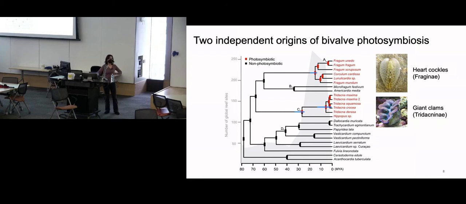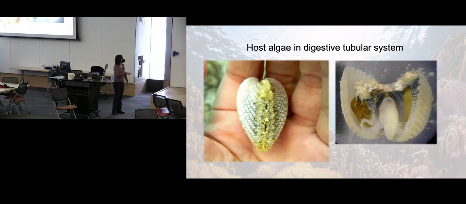So here's a hard cockle I collected, and if you cut it open, you can see different types of tissues. So here is what we call the mantle tissue of the clam and then the gills. And you can see these dark colors. They're not actually from the clam. They are from the algae that are living inside the clam. So they make these dark colors. And then we have the foot here, which is white and is largely symbiont-free. So that's where the symbionts are distributed.